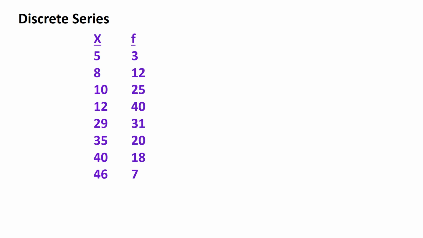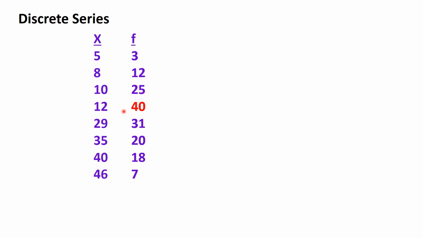Now let us see what happens in the case of a discrete series. The values are given and their frequency is also given. Here, by looking at the frequency, we can understand the series. The mode: see the frequencies 3, 12, 25, 40, 31, 20, 18, 7. So the highest frequency is 40. Thus we can understand that 12 is the mode.